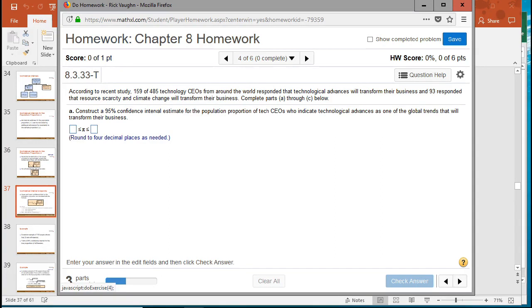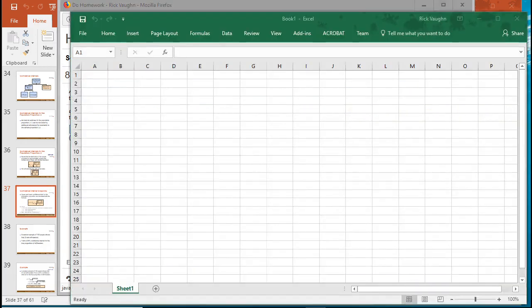All right, so we have these two different kinds of proportions going on, 159 out of 485, and then later 93 out of 485. So that's going to be our p, our observed proportion, and we're going to compute a 95% confidence interval. So let's hop over here and set up a little thing in Excel. This might look slightly different than the other one because I'm making it up from scratch.